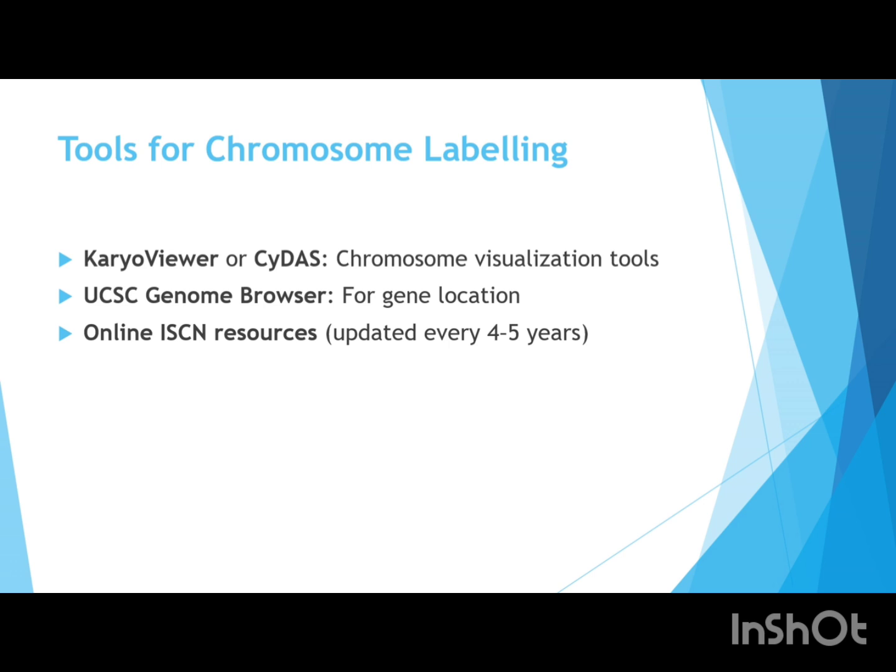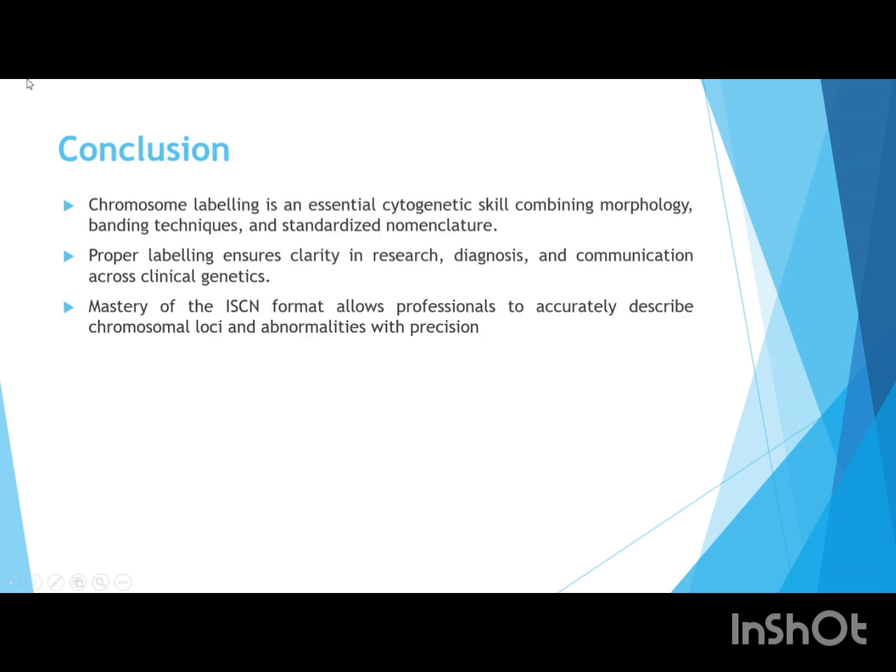Tools for chromosome labeling that we can use are Karyotype Viewer or KIDAS, which are chromosome visualization tools, and the UCSC Genome Browser, which is for gene location. Online ISCN resources are updated every 4 to 5 years. These we can use. You can plan your own chromosome changes, write your own chromosome variations, and then practice writing which bands and which subbands. You make your own questions and try to solve them.